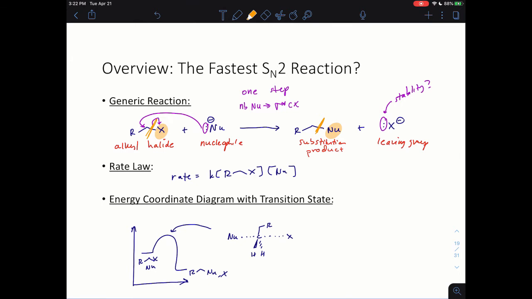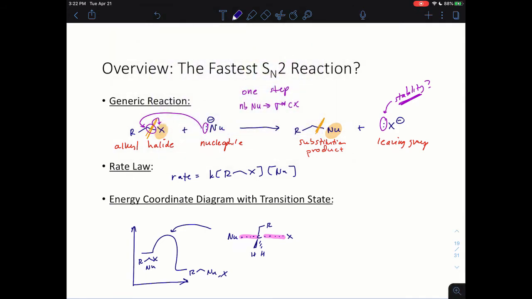As we think about what makes for the fastest SN2 reaction, we're going to be thinking about these electrons that ended up on X minus from that CX bond. There they are. We're going to be thinking about those electrons a lot. The rate law is little k times the concentration of the alkyl halide times the concentration of the nucleophile. Again, for the reaction coordinate diagram, there is a single elementary step with a single transition state that looks like the one that I have drawn here. This is our activated complex where the carbon-nucleophile bond is half made and the carbon-leaving group bond is half broken.